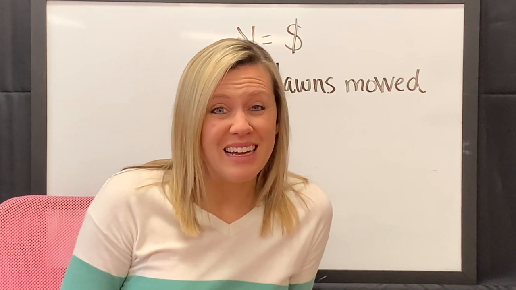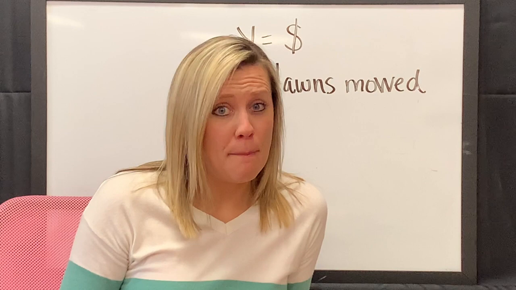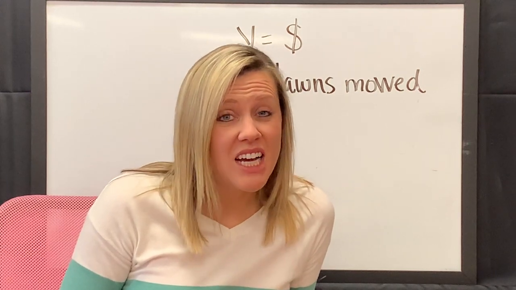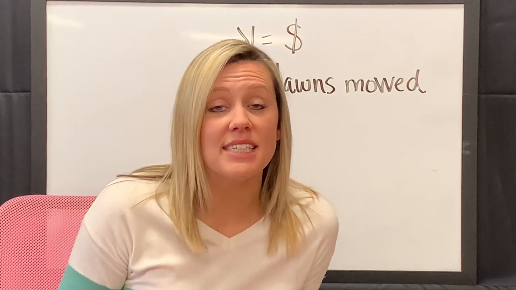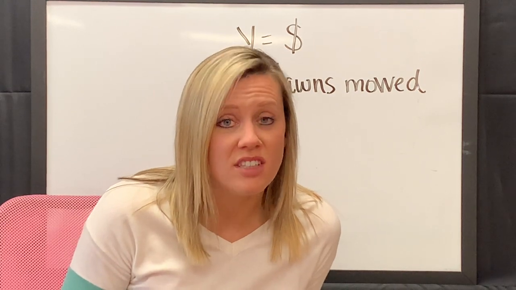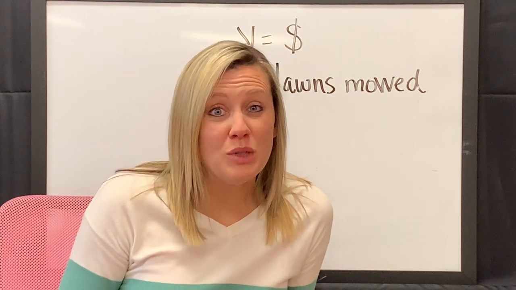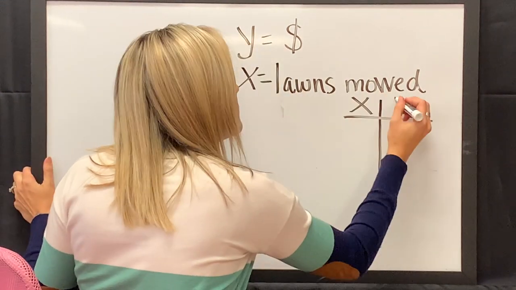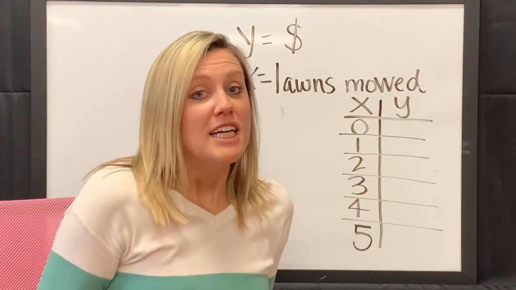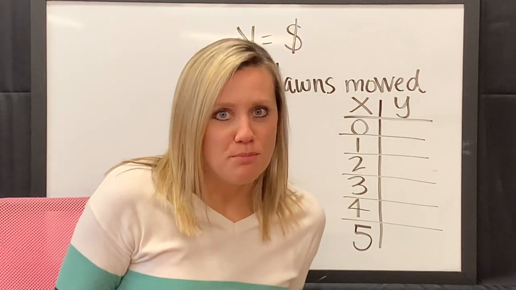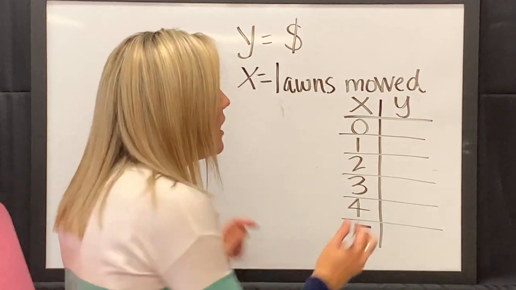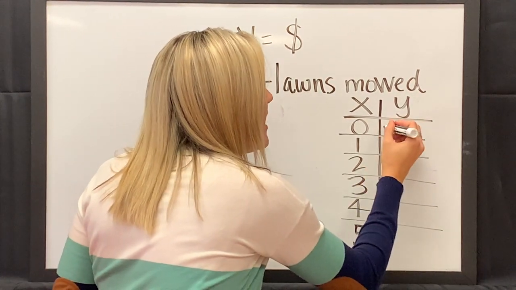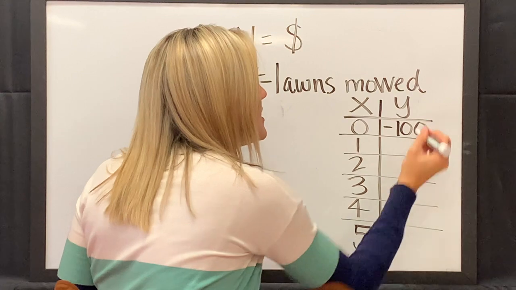Now, I do have a bit of a problem. I do not have any money saved. In fact, I am in debt $100. So I am actually going to start in the negatives this time. So let's make a table. If I have not mowed any lawns, I am in debt and I have negative $100.